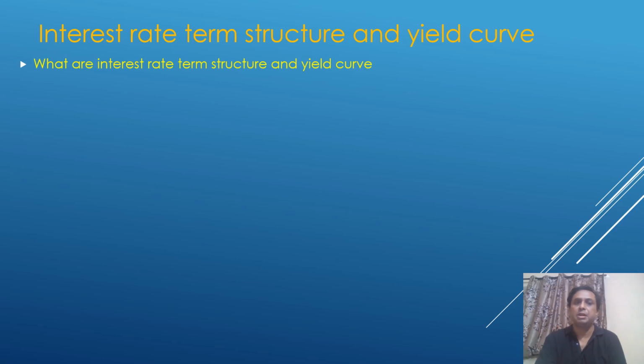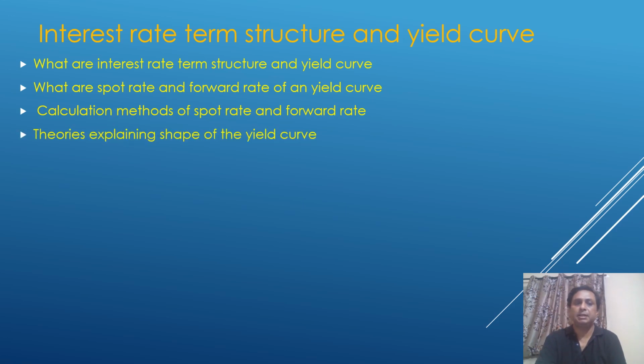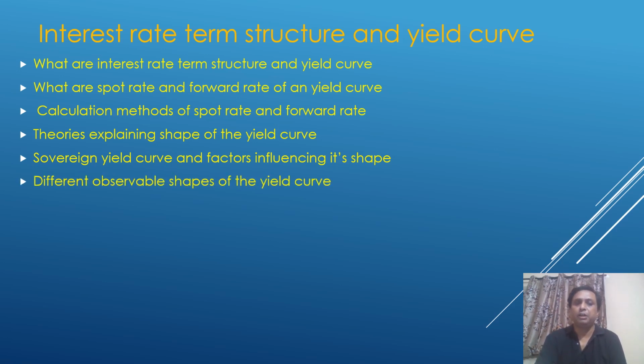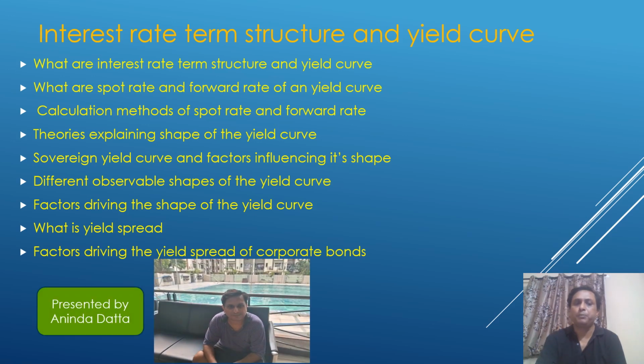What are interest rate term structure and yield curve? What are the spot rate and forward rate of a yield curve? Calculation methods of spot rate and forward rate. Theories explaining the shape of the yield curve. Sovereign yield curve and factors influencing its shape. Different observable shapes of the yield curve. Factors driving the shape of the yield curve. What is the yield spread? Factors driving the yield spread of corporate bonds.